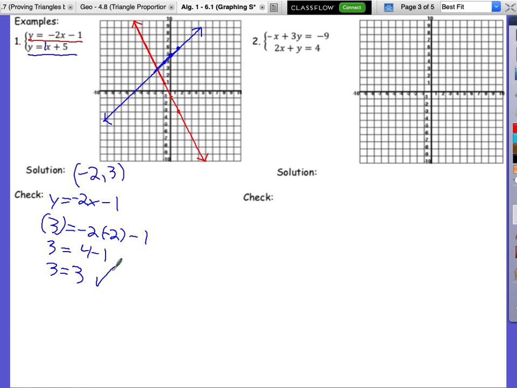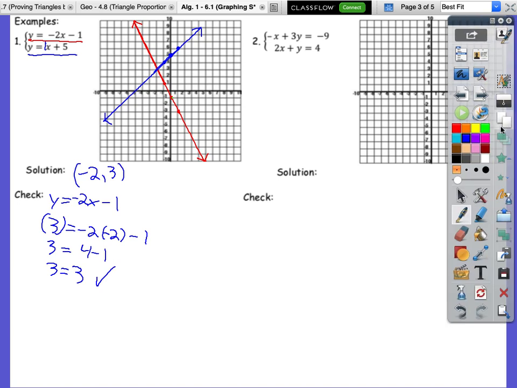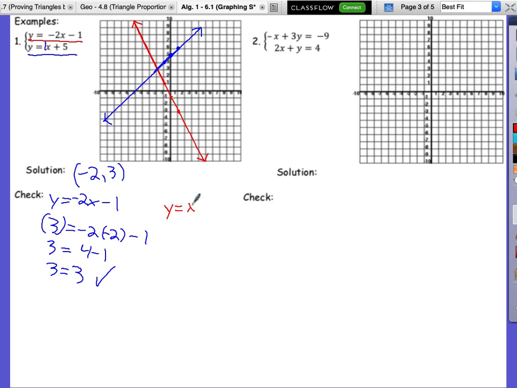Awesome. We're also going to check our second one. We're going to take this one, y equals x plus 5, and we're going to plug our solution in here as well. So we're going to plug 3 in for y, negative 2 in for x, and check this one as well. What's negative 2 plus 5?